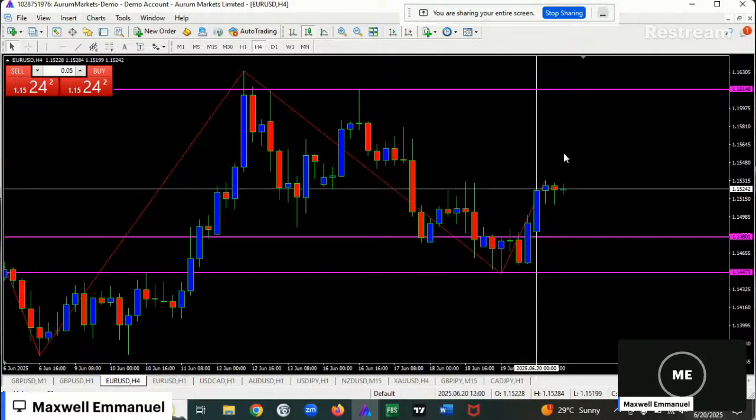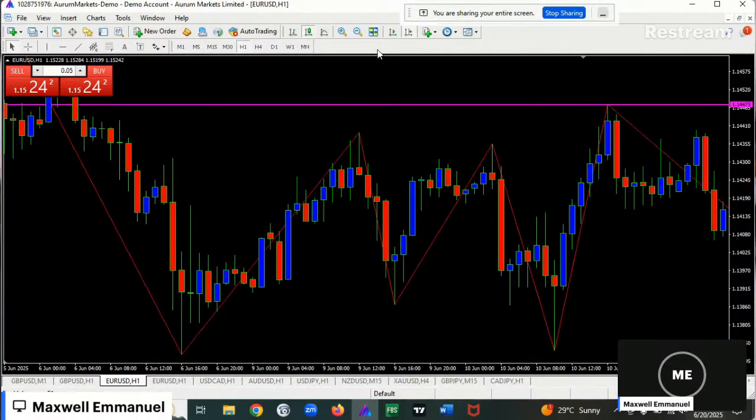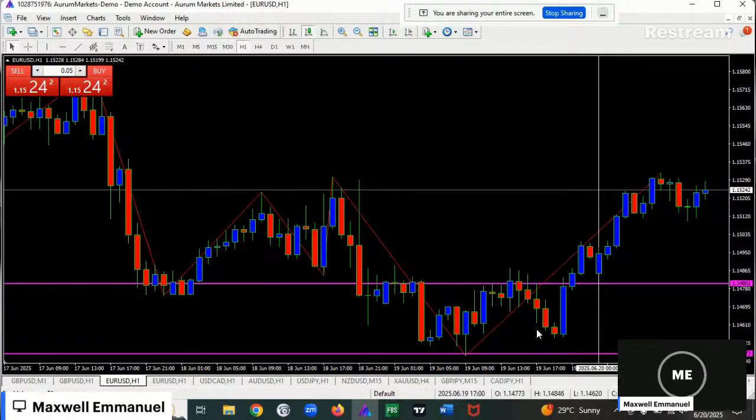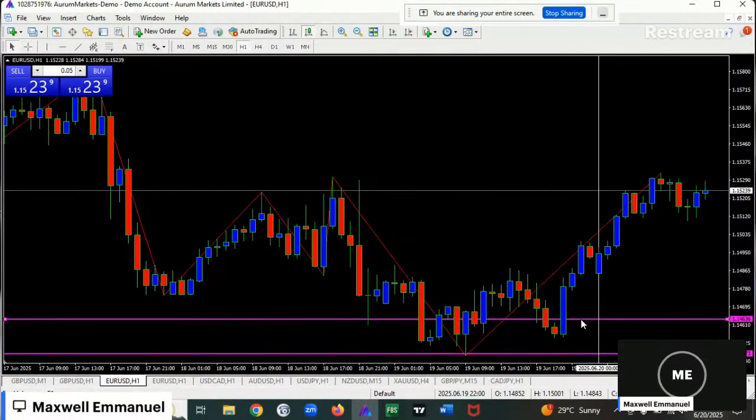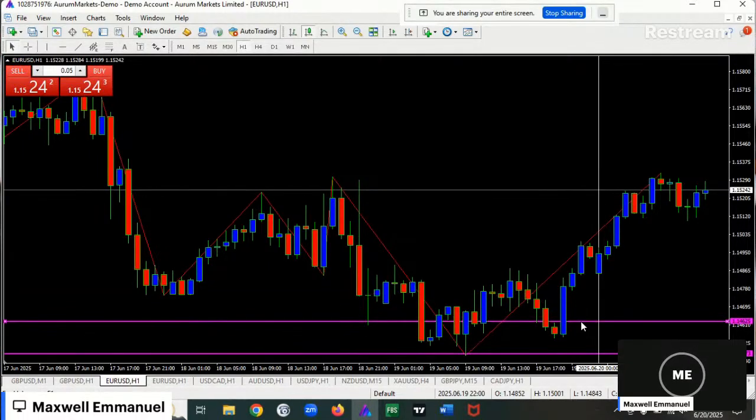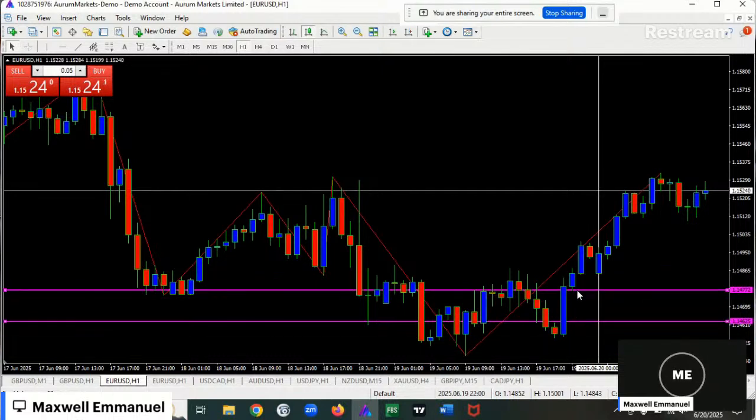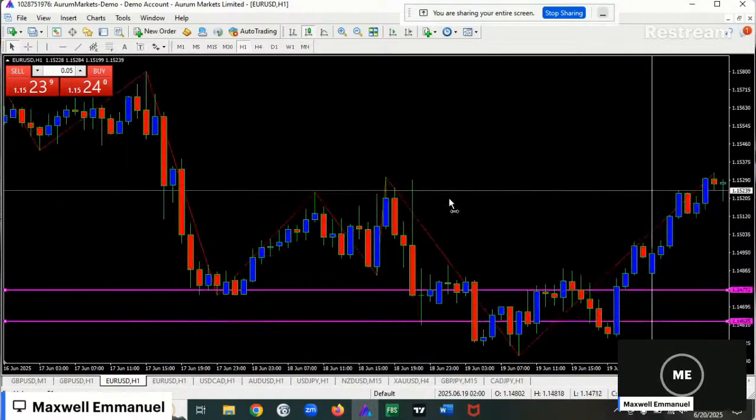I'd like to see Euro USD pull back. I think a fair value gap has been created on a lower time frame, so you can see this fair value gap on the 1-hour time frame. I'd love to see price pull back to this fair value gap before going bullish on Euro USD. That's my take on Euro USD.